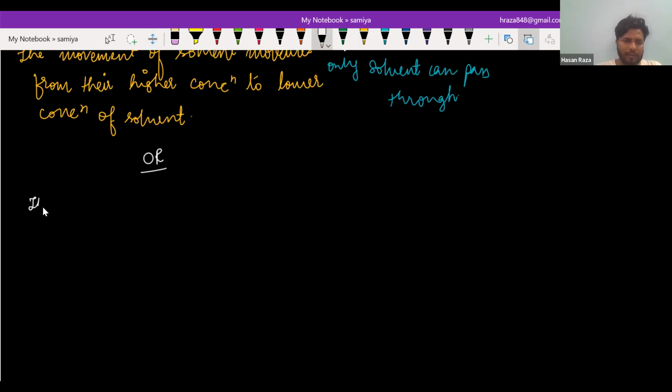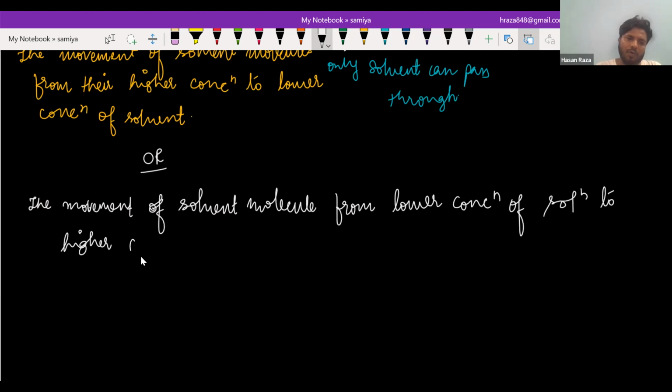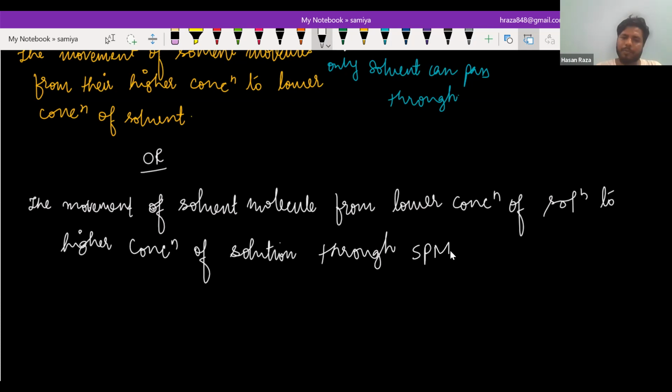So the next definition I can also write: the movement of solvent molecules from lower concentration of solution to higher concentration of solution through a semi-permeable membrane, through SPM, is called osmosis. Since we are talking about concentration of solution, that means concentration of solute. If solute is lesser, that means solvent is greater there. So please write it.